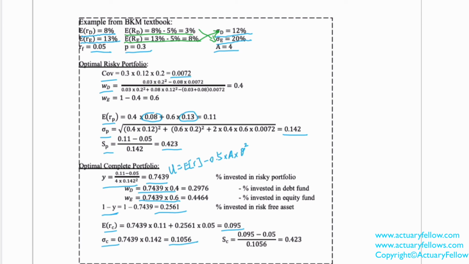The Sharpe ratio is expected return 0.095 minus risk-free rate 0.05 divided by standard deviation, 0.1056. It's the same as the Sharpe ratio calculated in the optimal risky portfolio, since both portfolios are on the same CAL.